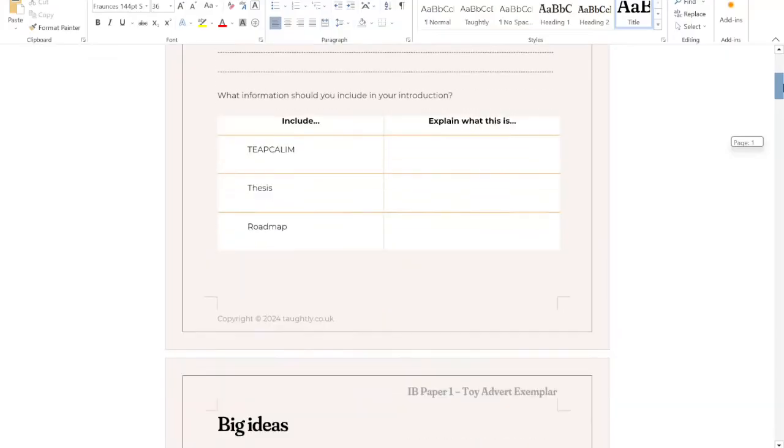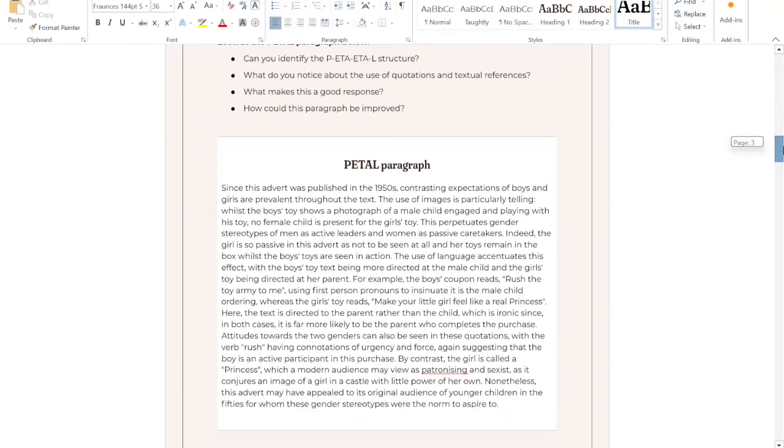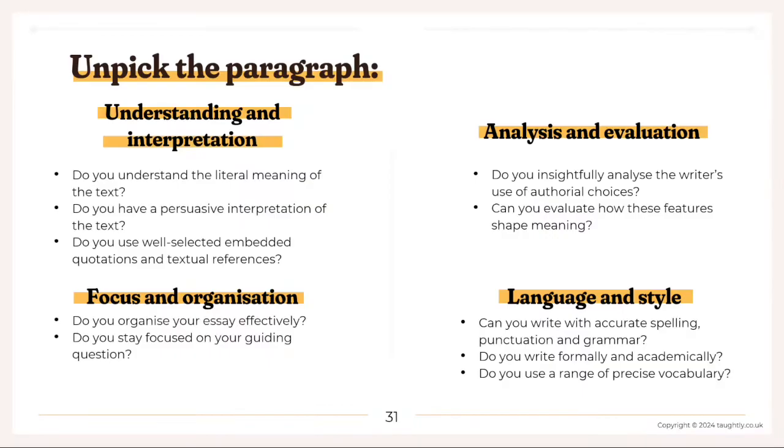Now here is your worksheet, and if you just scroll down you can see that you've got a copy of your petal paragraph right here. So what I want you to do is to have a go at unpicking the paragraph, and we're going to focus on all of the aspects of the mark scheme right now. It's perfectly okay if you just want to stay focused on criterion C and D as our main focus for this lesson, but if you do want to have a think also about criterion A and B, of course you can. So here is the mark scheme broken down. Do pause this video now, have this mark scheme in front of you, and go back over that petal paragraph.